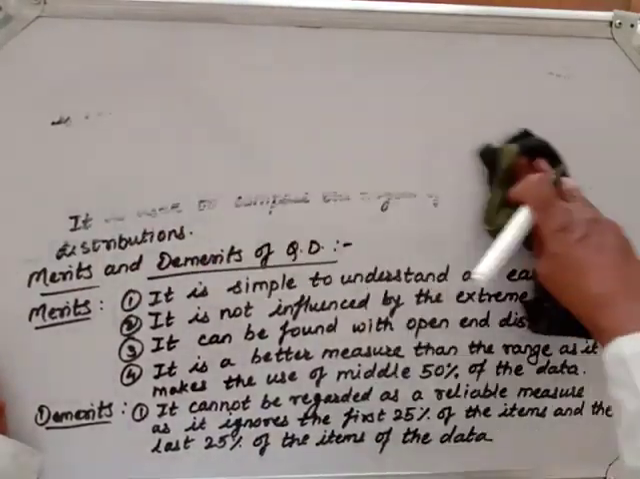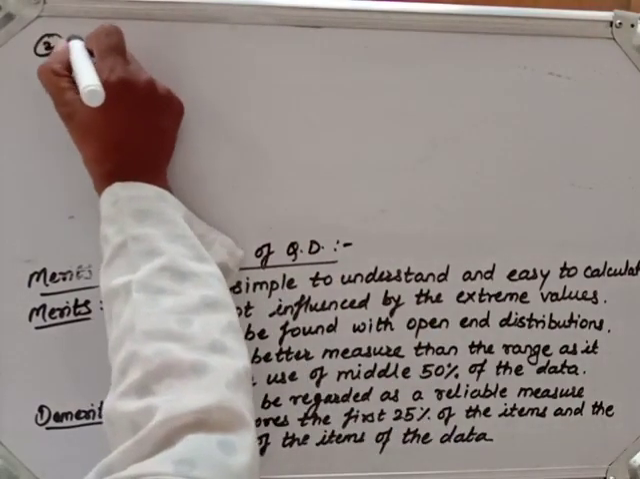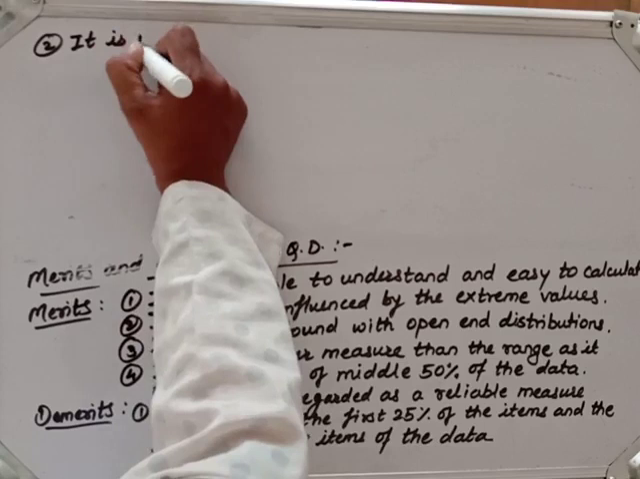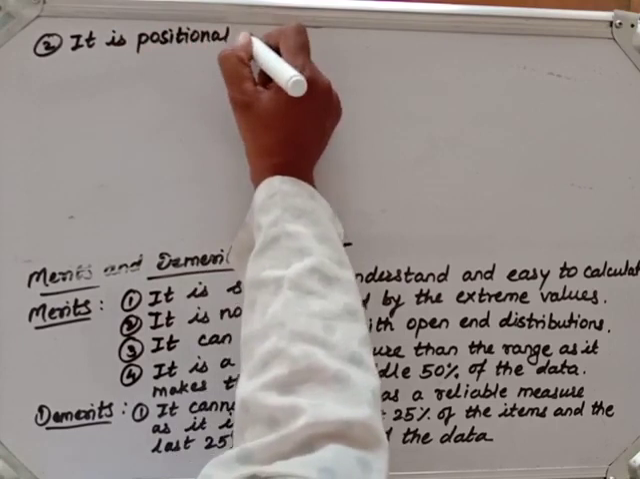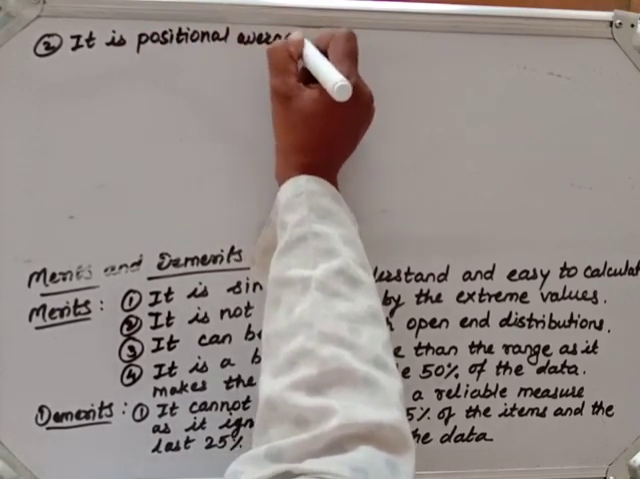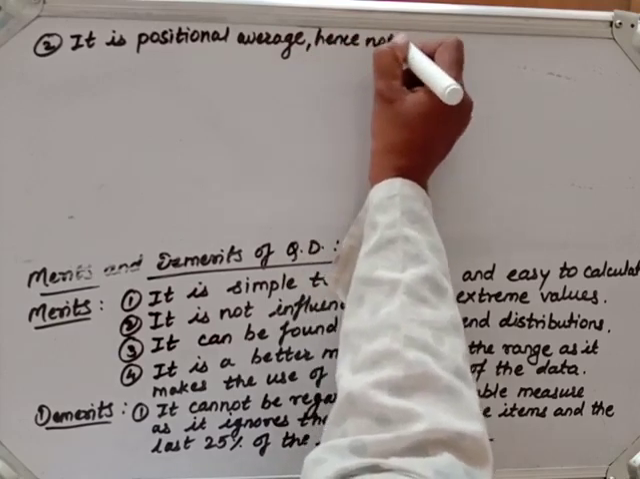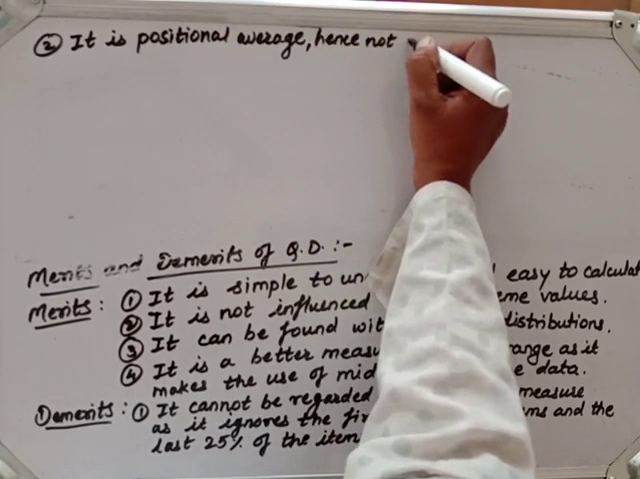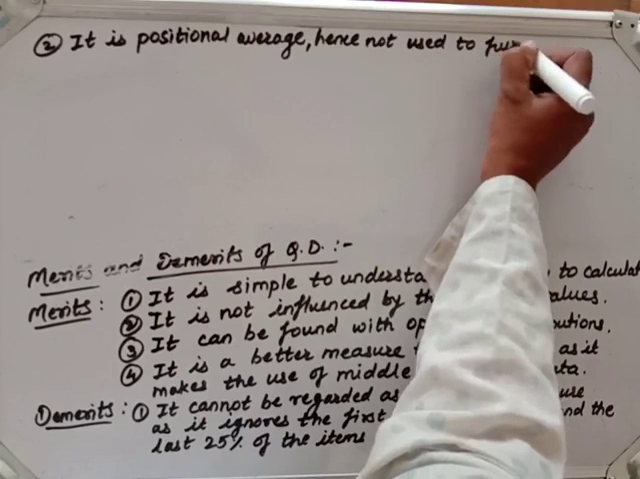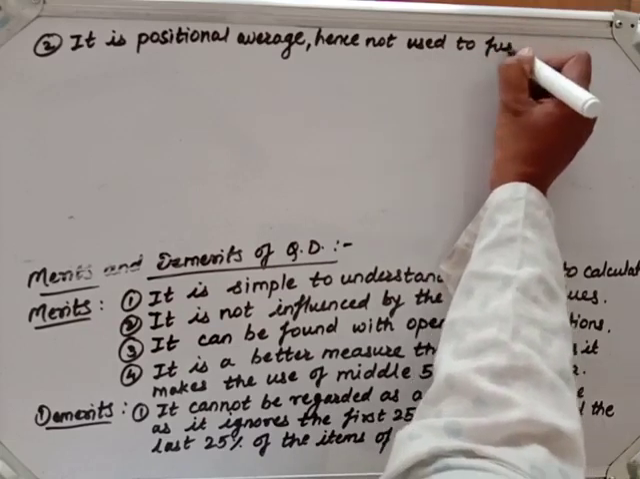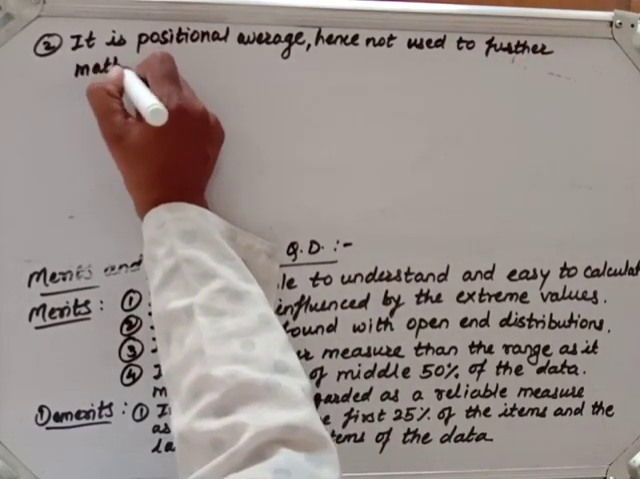Fine. Now the second demerit, you can see, it is a positional average. Hence it cannot be used for further mathematical treatment.